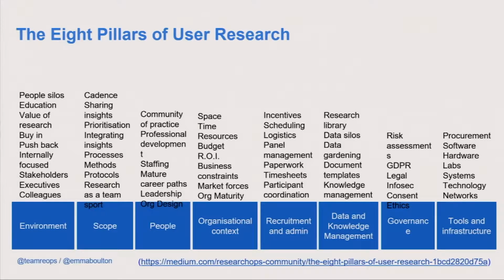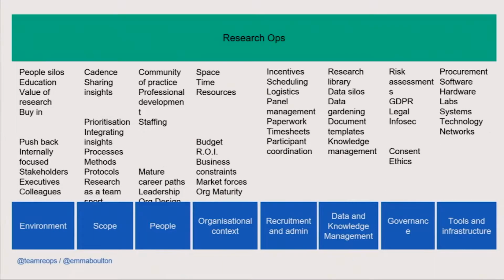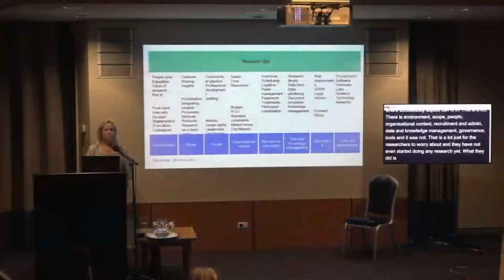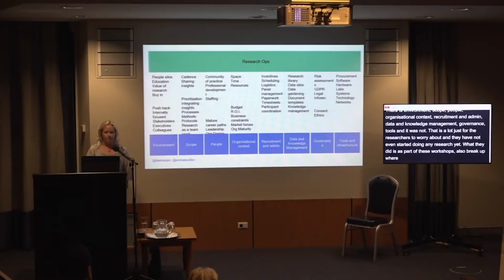So this is a lot. There's environment, scope, people, organisational context, recruitment and admin, data and knowledge management, governance, tools and infrastructure. And that's a lot just for the researchers to worry about, and they haven't even started doing any research yet. What they did, as part of these workshops, is also break up where a research operations management area could take some of those tasks, so the user researchers could actually get on with their job.